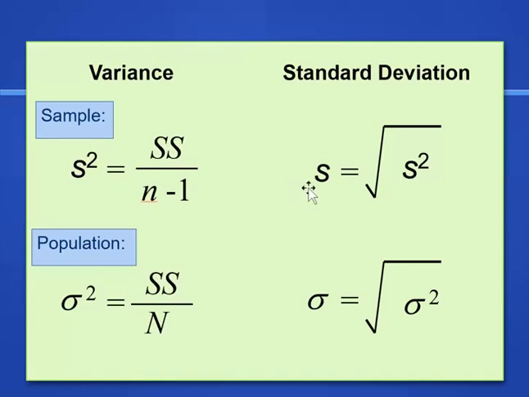We use English letters for samples. So S squared means variance. S means standard deviation. I'll explain later on in lecture. Here are the two differences between the formulas.